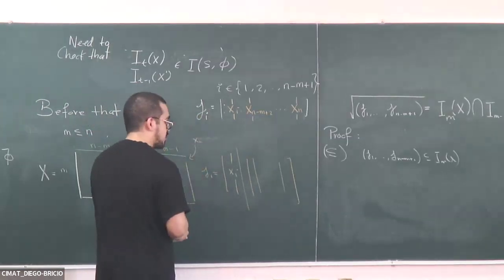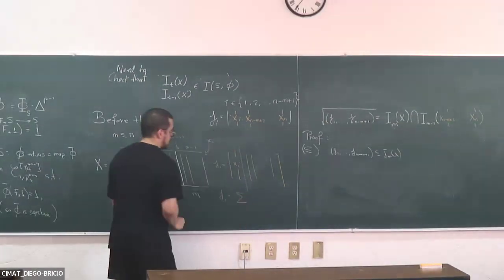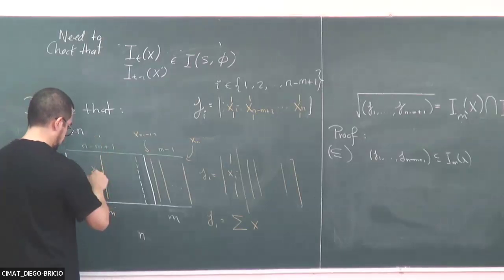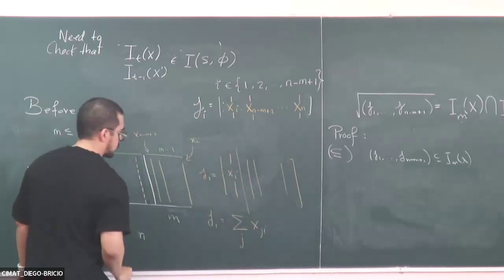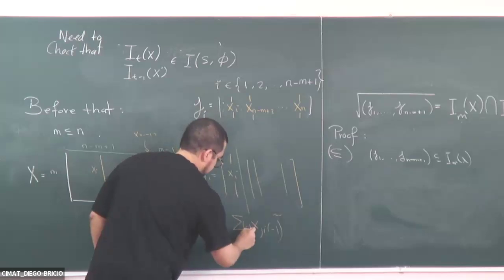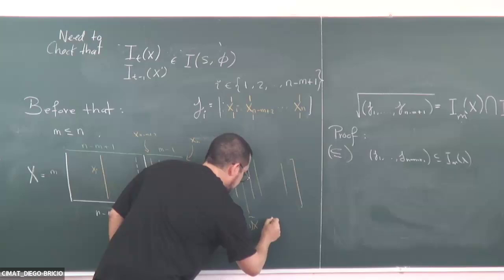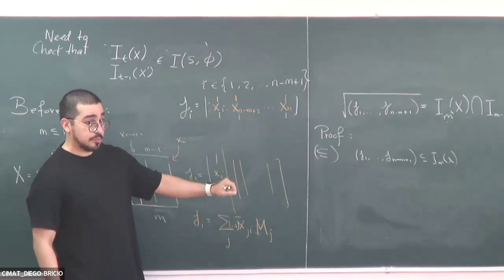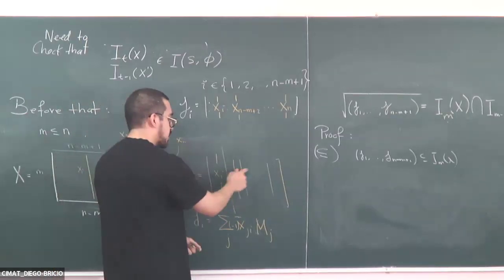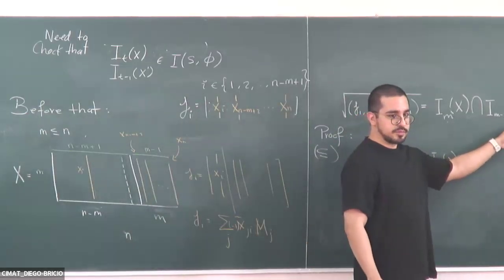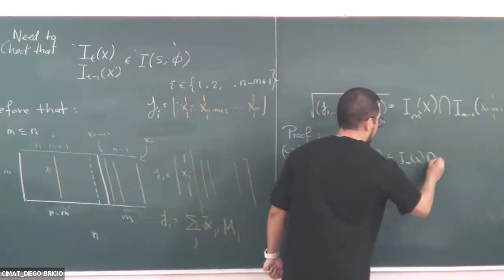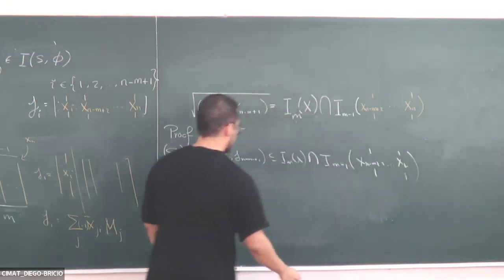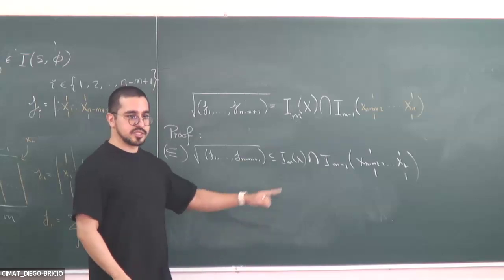So it's going to be a sum over the entries of this guy, an alternating sum, of entries times MJs, where the MJs are minors of size n-1 by n-1. Moreover, they are minors that you get by only looking at these columns, so these are elements from here. Nice. Then you take the radical of both sides, but these guys are prime, so.